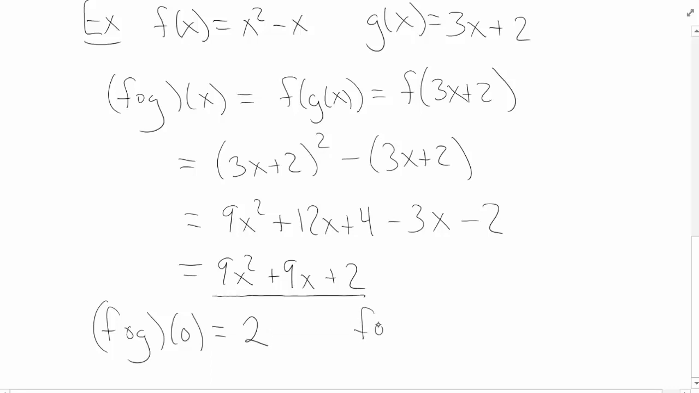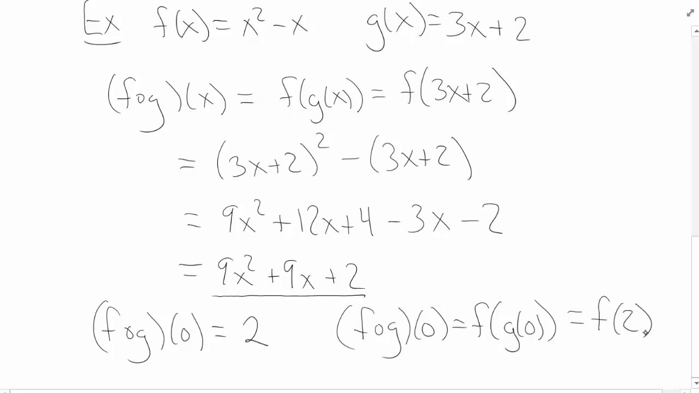Or you could do f composed with g of 0 is equal to f of g of 0. All right, start on the inside. G of 0. G is a function up here. It's 3 times x plus 2. I gave it 0, so 3 times 0 is 0 plus 2 is 2. So g of 0 is 2, which means I'm now looking at f of 2. Plug in 2 for x. We get 2 squared is 4 minus 2. Well, I'm back to 2. That was a coincidence, though. So either way I get to 2, so you can do it in either direction, whichever makes you happier.